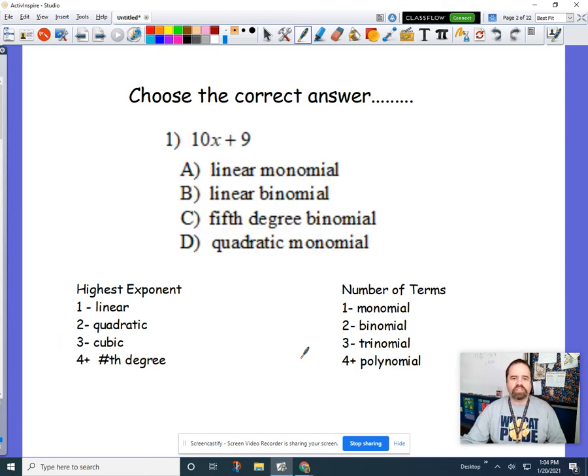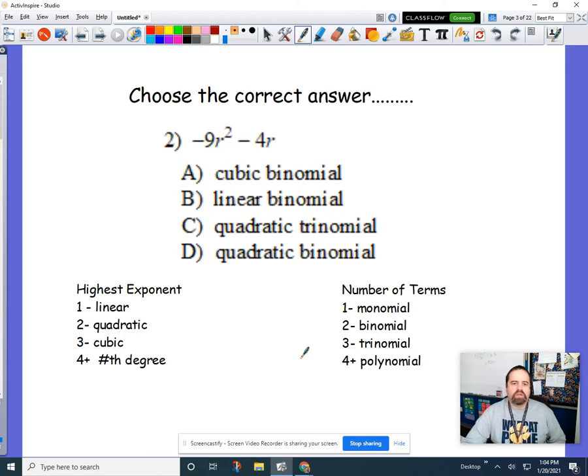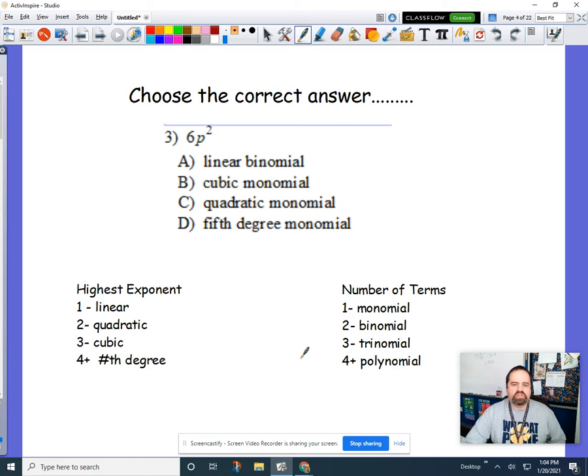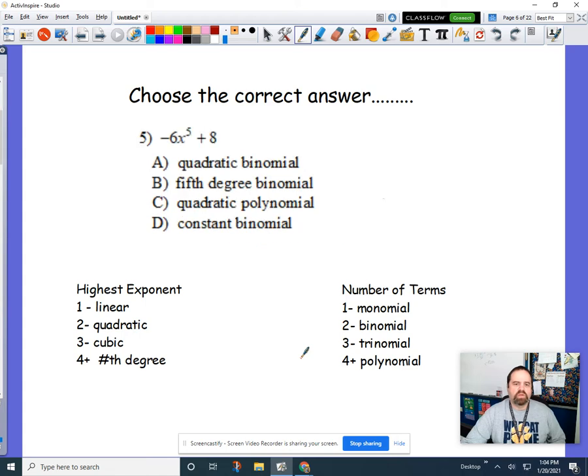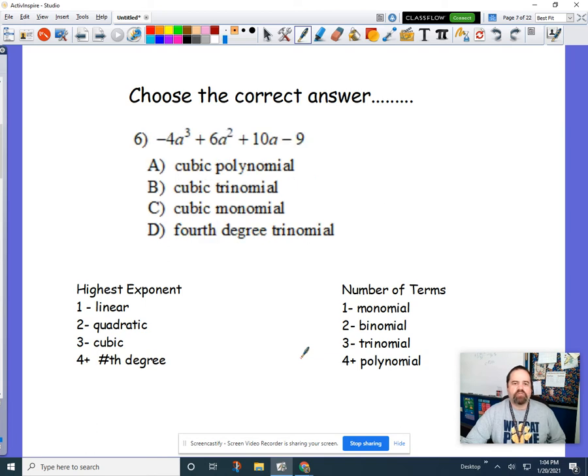All right, the first official question, 10x plus 9, pick the correct answer. Negative 9r squared minus 4r, pick the correct answer. 6p squared, pick the correct answer. Negative 7r to the 4th power, pick the correct answer. Negative 6x to the 5th plus 8, pick the correct answer. Negative 4a to the 3rd plus 6a squared plus 10a minus 9, choose the correct answer.